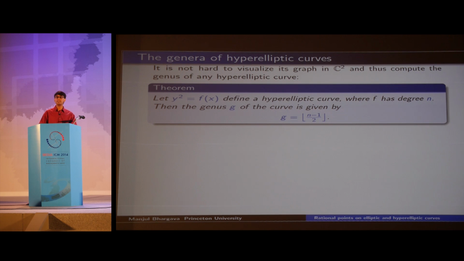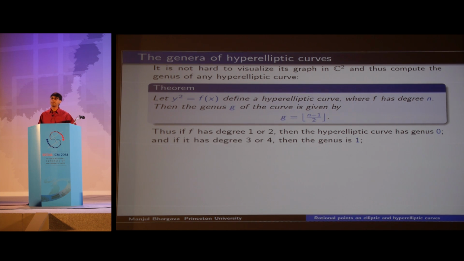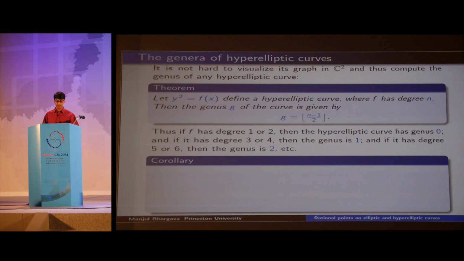And so it's a nice exercise to just visualize that and see that that's how many donut holes you get when you graph this in C2. And so if f has degree 1 or 2, the hyperelliptic curve has genus 0. If f has degree 3 or 4, the genus is 1. And if the degree is 5 or 6, then the genus is 2, and so on. Okay, so that's how you see the genus: if you're given your polynomial, look at the degree, and you get the genus as roughly half of the degree.